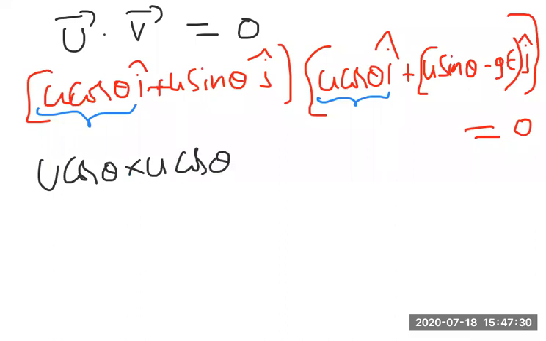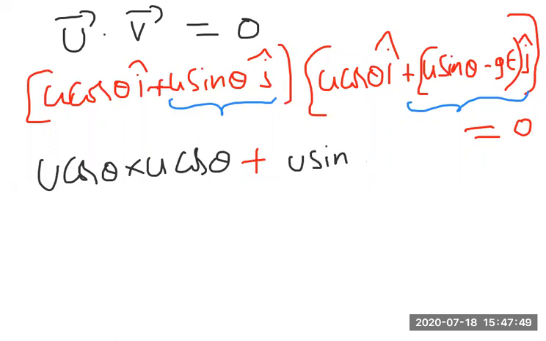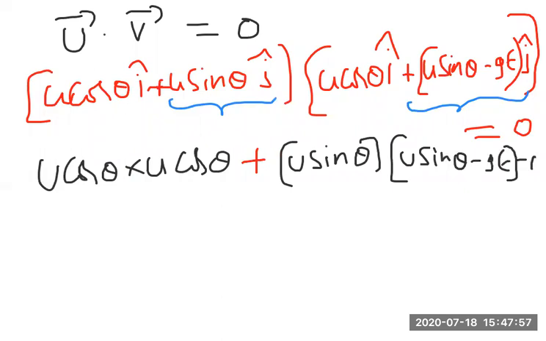Okay, we discussed the i cap components. Now our target is the j cap components. What should I write here? Plus u sin theta into u sin theta minus gt is equal to 0. This is the j cap components I multiplied, and I added the two things and I got finally 0. This is the method of solving the dot product, you know.